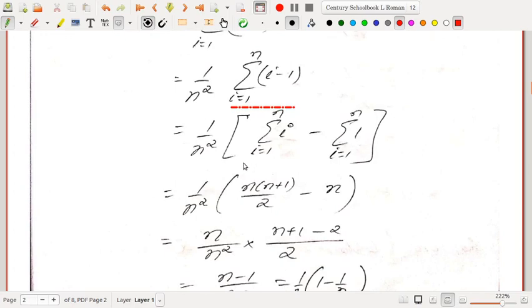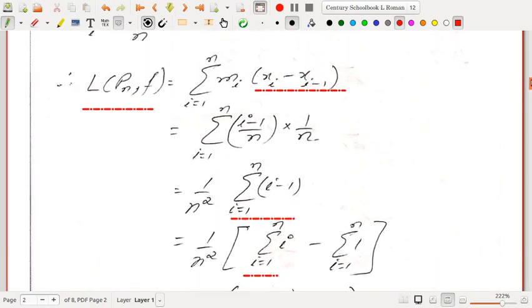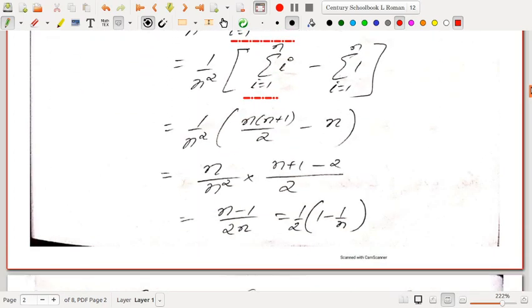We have just evaluated this. We have separated the summation: summation of i minus summation of 1. Summation of i is n(n+1)/2, and summation of 1 is n. If you simplify, it comes out to be half multiplied with (1 minus 1/n). So the lower sum for partitions of the above type is half into (1 minus 1/n).